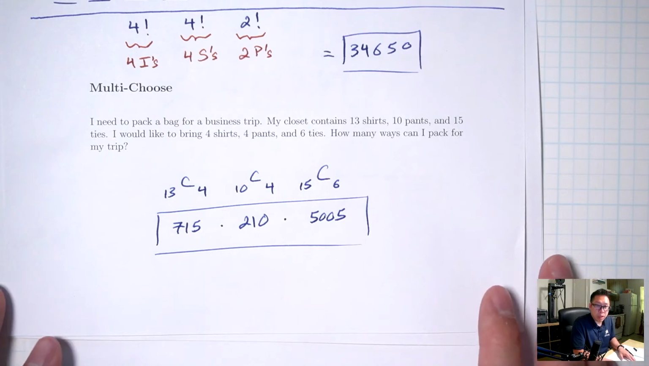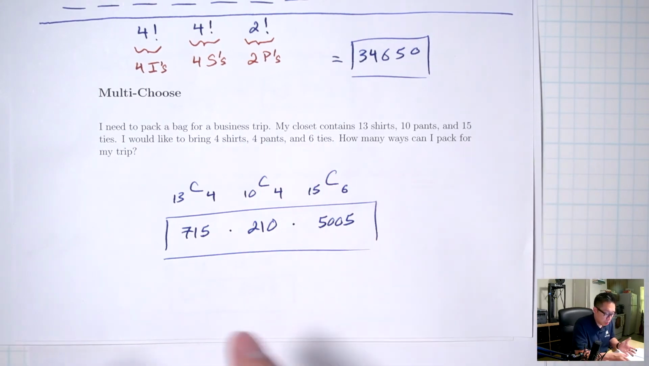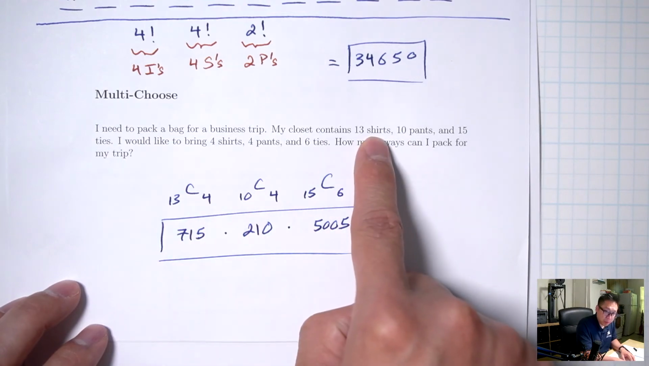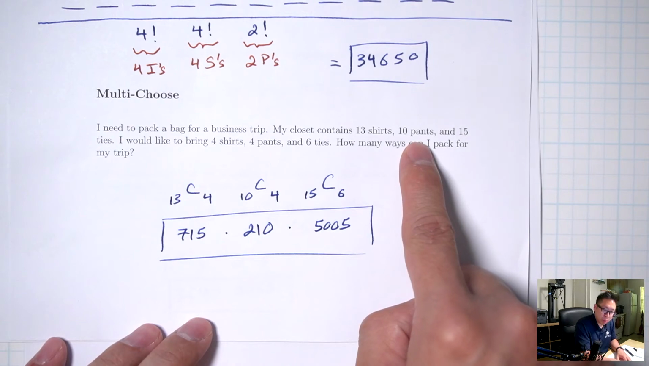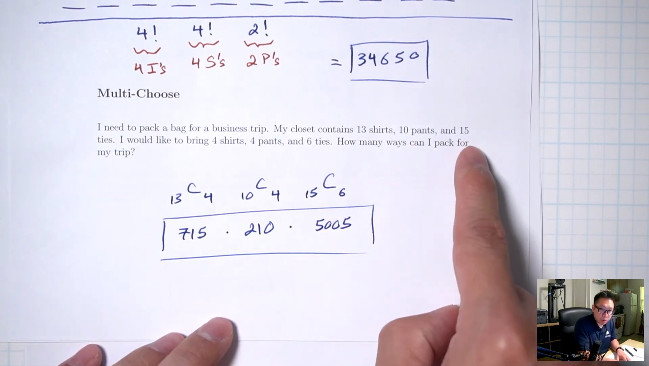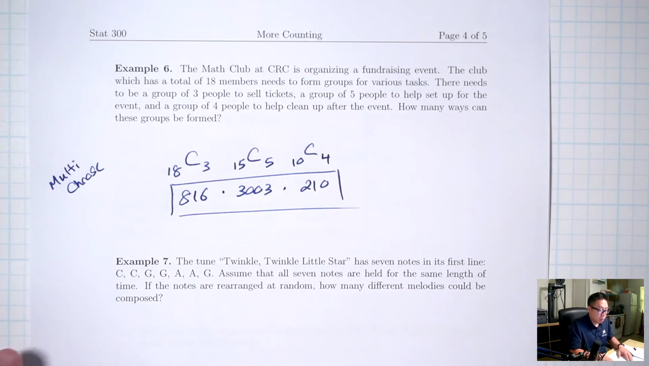Even in our example that we did on the first page, where I was choosing shirts, pants, and ties, I'm choosing shirts, which is one group, and then I'm choosing pants, but that's from a different group. And then I'm choosing ties from a different group. So those 2 examples that we talked about prior to this one, it was a multi-choose, but in each choosing, we were choosing from a different group or category.